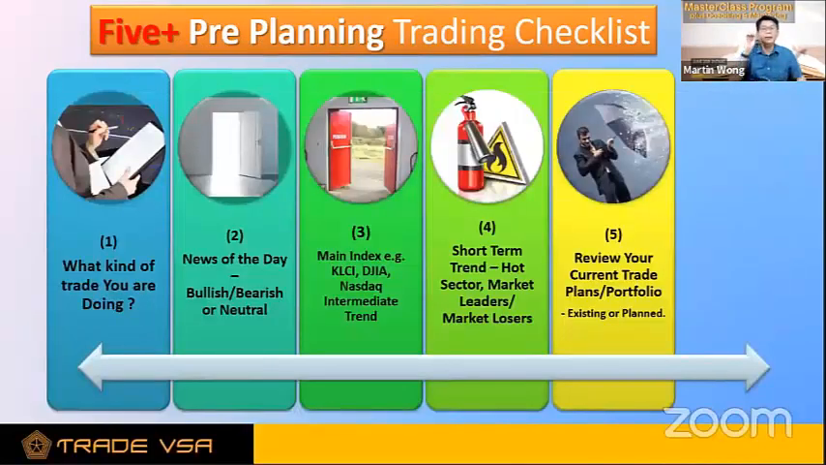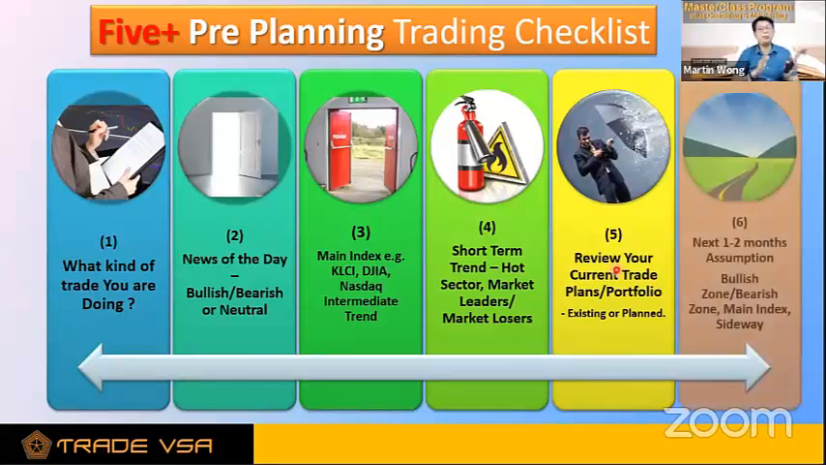So remember, for number 5, what you plan has to correspond to number 1. Okay, so let me just go on to laser pointer here. So for number 5, what you plan has to be what kind of trade you want to do, whether it is 2 months kind of trade, 2 weeks kind of trade, or just very quick short term kind of trade. Okay, then finally is the next 1 or 2 months.